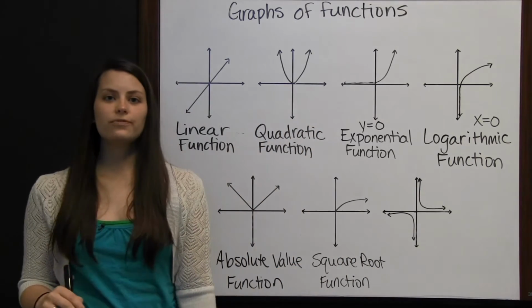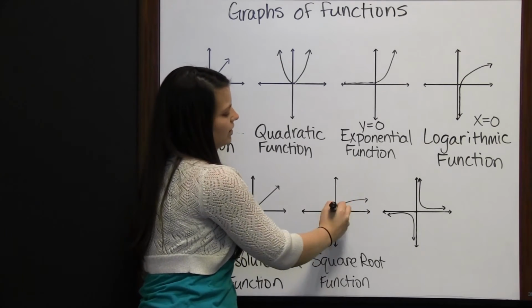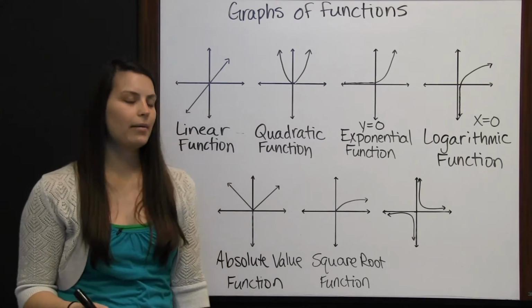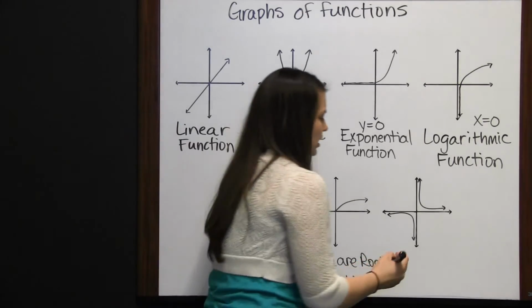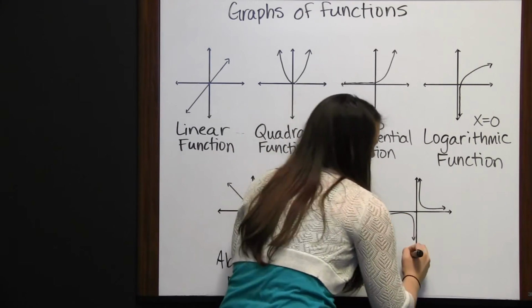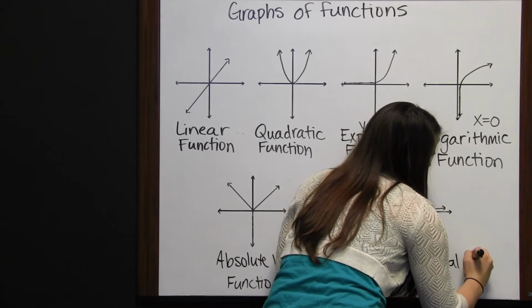And a square root function is a parabola turned on its side, and it's just the top half of the parabola turned on its side. And then the last function, this is the graph of a rational function.